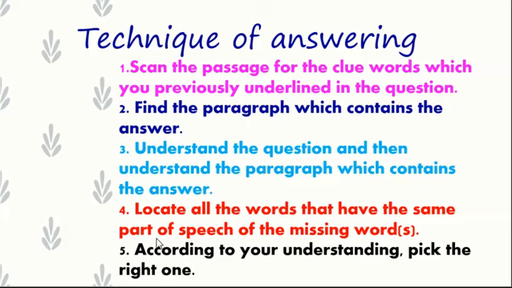Number 4, look at all the words that have the same part of speech as the missing word or words. For example, if my answer is supposed to be a verb, I locate all the verbs in this paragraph and try to figure out which verb can suit the meaning here to supply it. Number 5, according to your understanding, pick the right one.